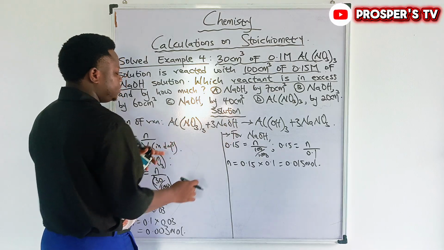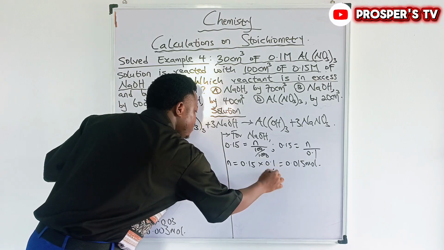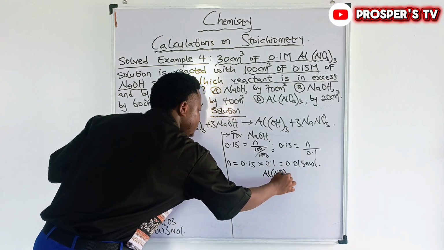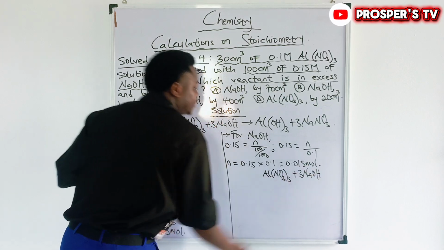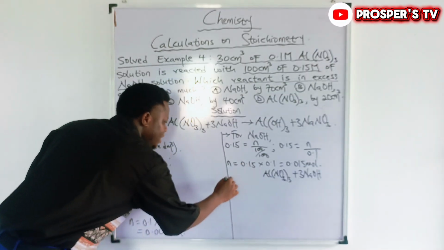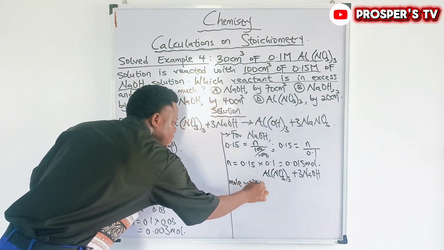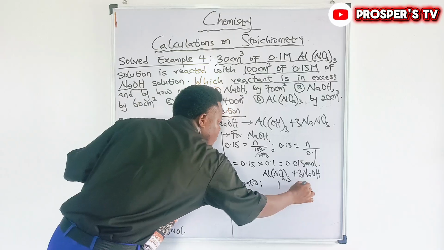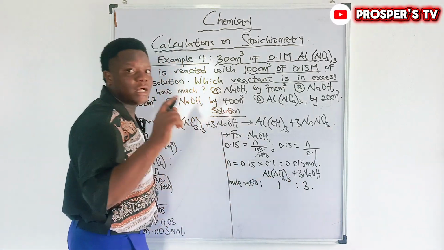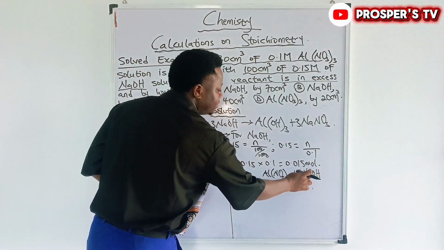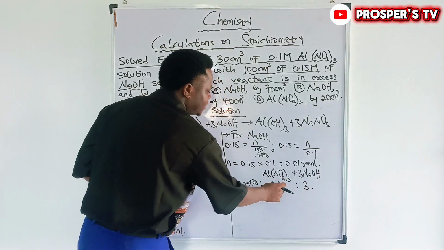So once you've gotten this now, the next thing you do is to write, we'll take just this part of the equation, just for understanding. So we have Al(NO3)3 reacting with 3 moles of sodium hydroxide. Now, the mole ratio here is 1:3. So it means for every 1 mole of aluminum nitrate that reacts, we have 3 moles of sodium hydroxide reacting. So the amount of sodium hydroxide that reacts is always 3 times this.